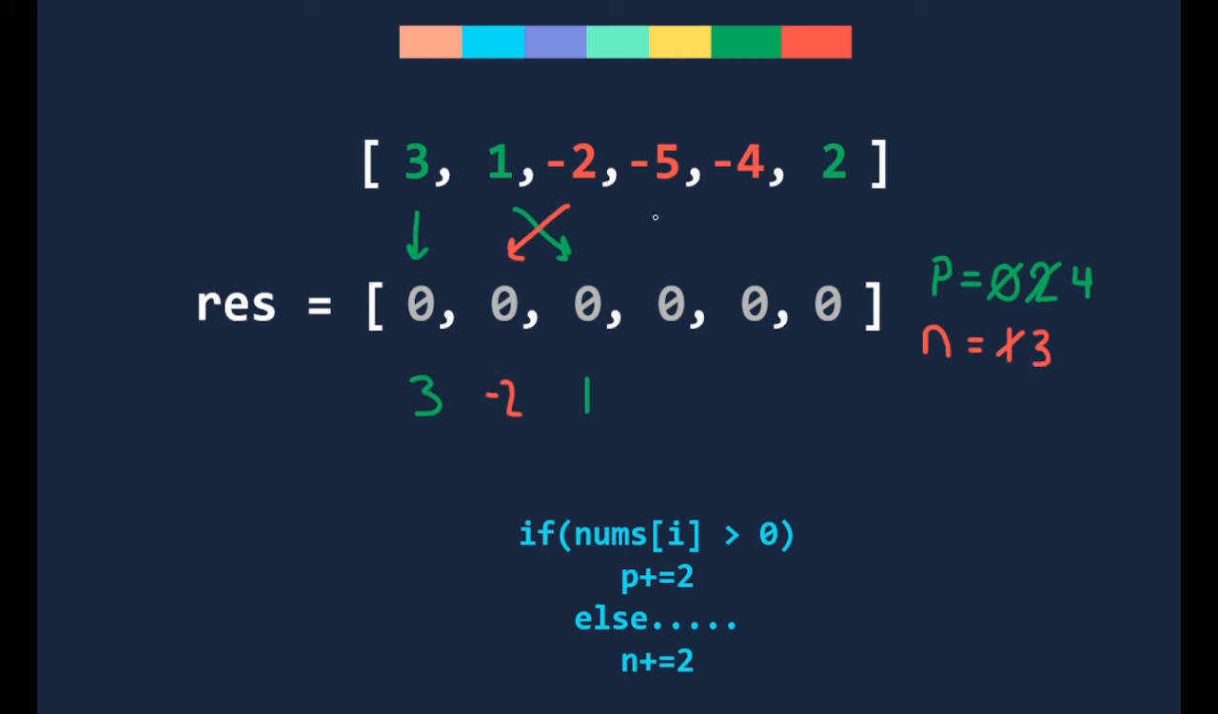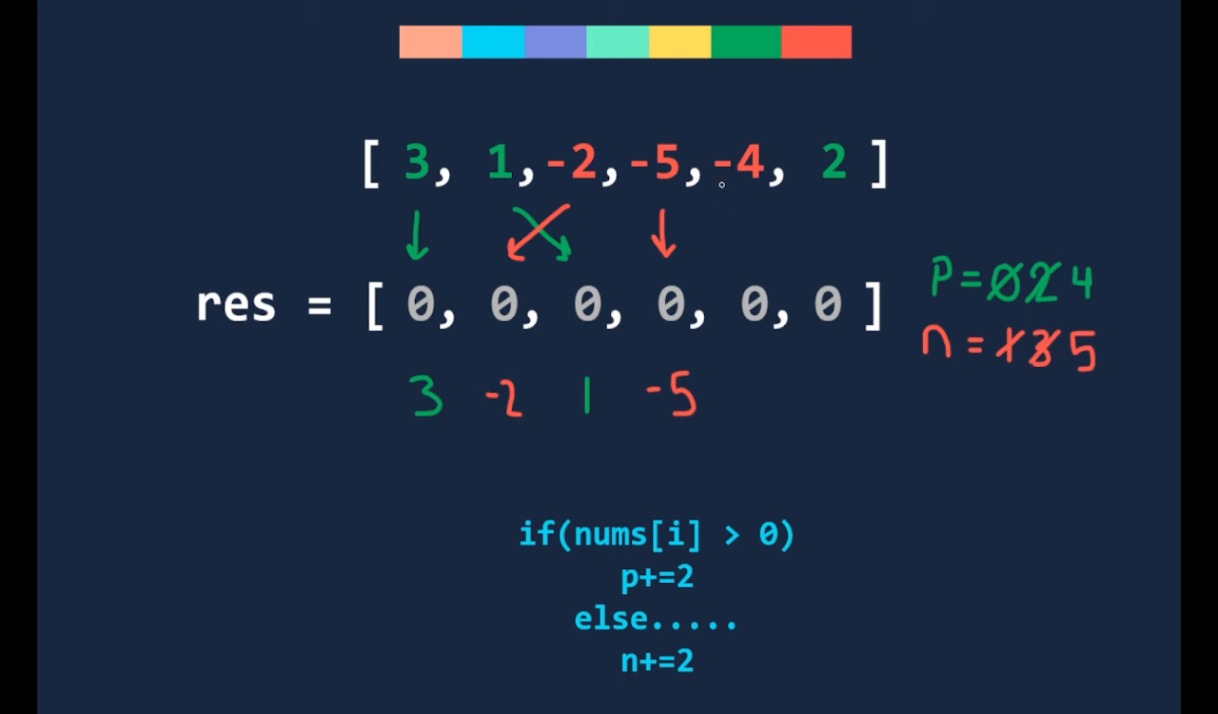Then we go to our next number, which is also a negative number. It will go into our third index. So it's going to go right here. -5. Then we want to increase our negative counter by 2 to 5.